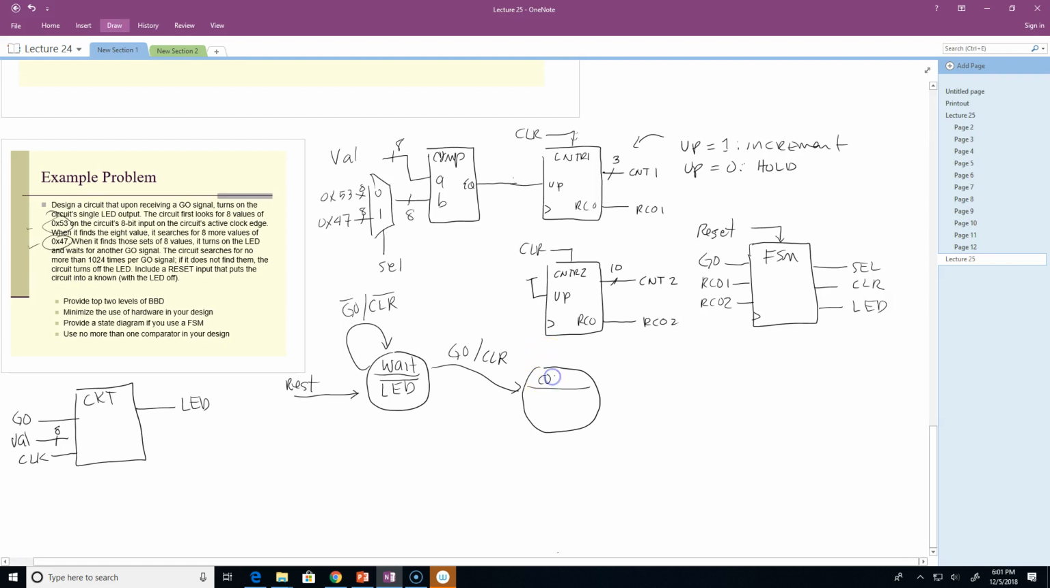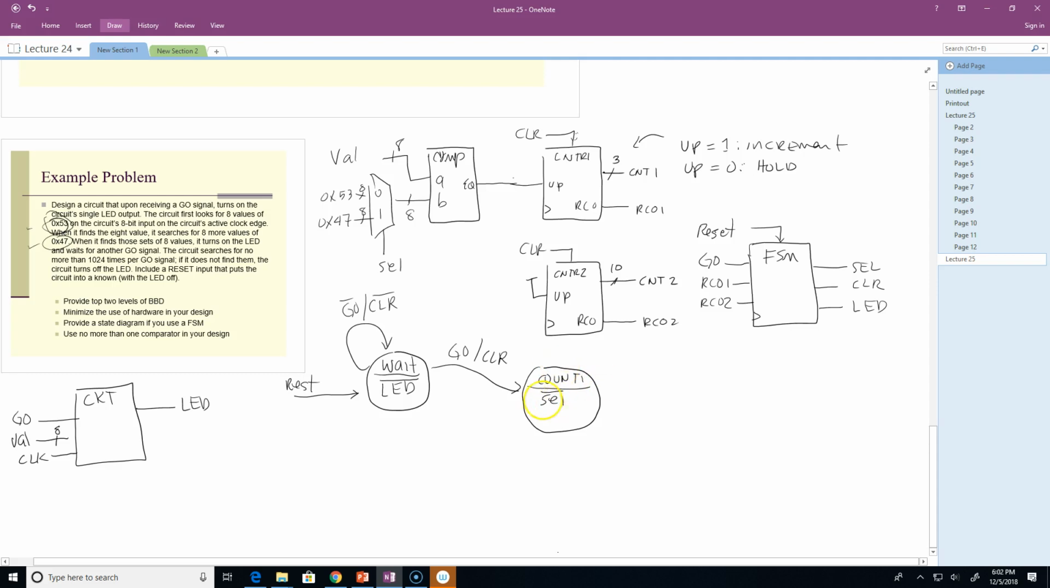I'm going to call this the count 1 state. In this state, I'm looking for that 53, which is right here. I'm looking for that 8 times. So what I need to do is look for that 53, and that means I have to get this properly selected. So in this state, select is not a don't care. I need to assign it a value.